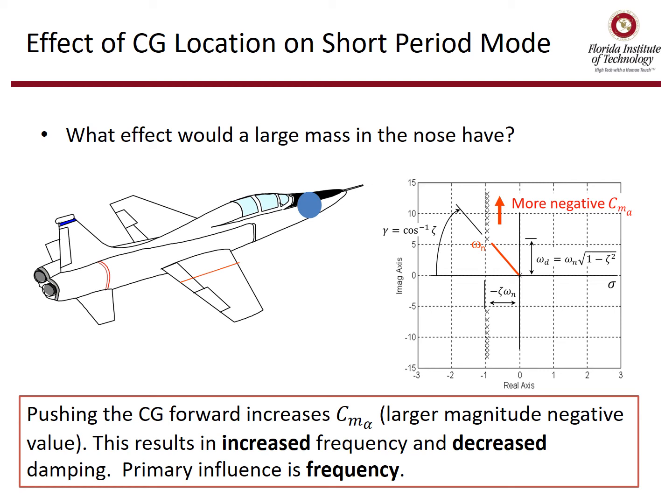The other way we can change stability derivatives is by moving the CG, or putting, say, a large mass in the nose. What would that do? So if we push the CG forward, it's going to increase Cm alpha. We saw that in longitudinal static stability. So we get a larger value and magnitude of Cm alpha. And so this is going to increase the frequency and decrease the damping, but the primary influence is the increase in frequency. On the S plot, it means that those x's are going to go further up and down in the y-axis.